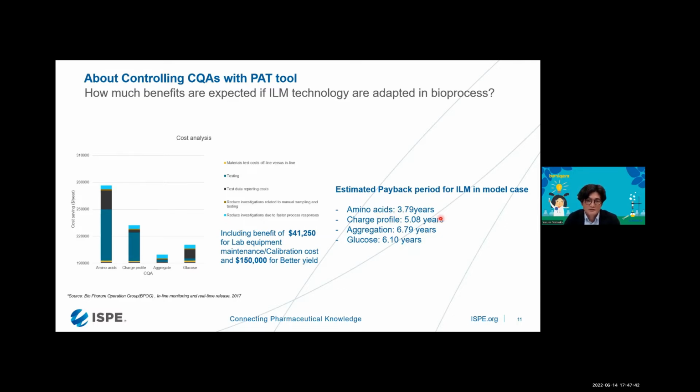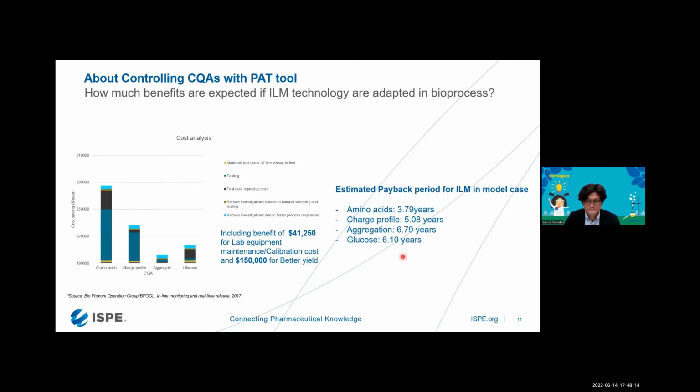And also they evaluated other parameters such as the charge profile, aggregate, and glucose. In the case of such parameters, the payback period is around 6 years. So this data shows the implementation cost for inline monitoring is significantly high. But if we reduce the other annual costs, then we can expect to pay it back in a short period.